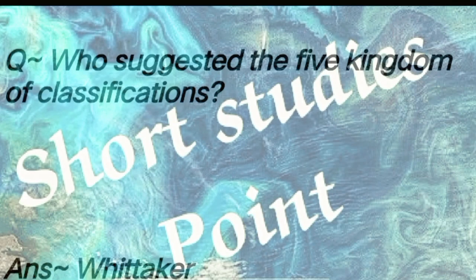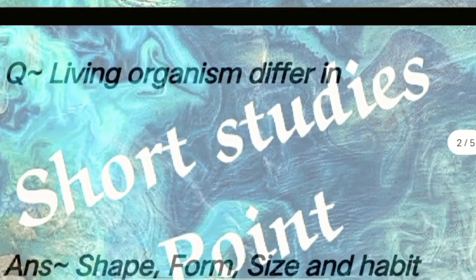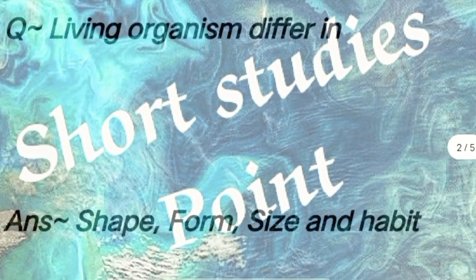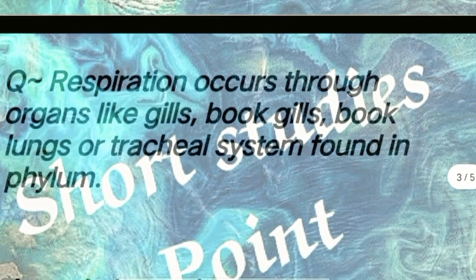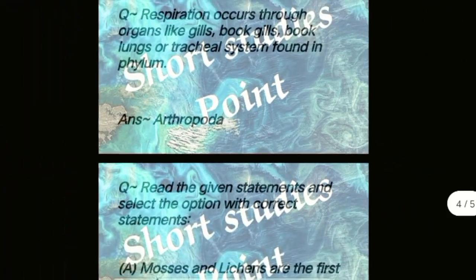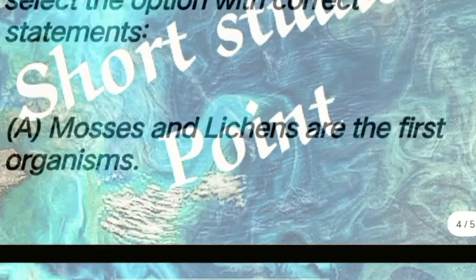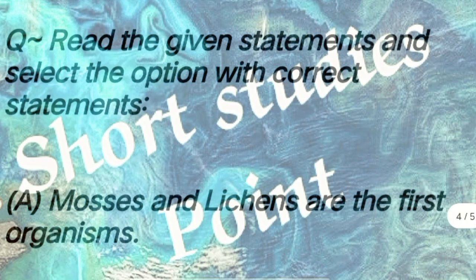Question: who suggests the five kingdom of classification? Answer: Whittaker. Next question: living organisms differ in shape, form, size, and habit. Next question: respiration occurs through organs like gills, book lungs, and tracheal system found in phylum? Answer: Arthropoda. Next question: read the given statements and select the option with the correct statement.